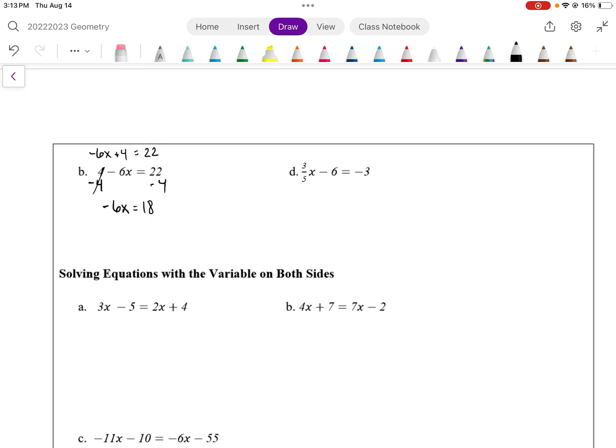So we got rid of the 4 by subtracting. Now, since my negative 6 is attached to the x, that means multiplying, so I want to do the opposite and divide. I do want to include the negative in there and divide by a negative number.